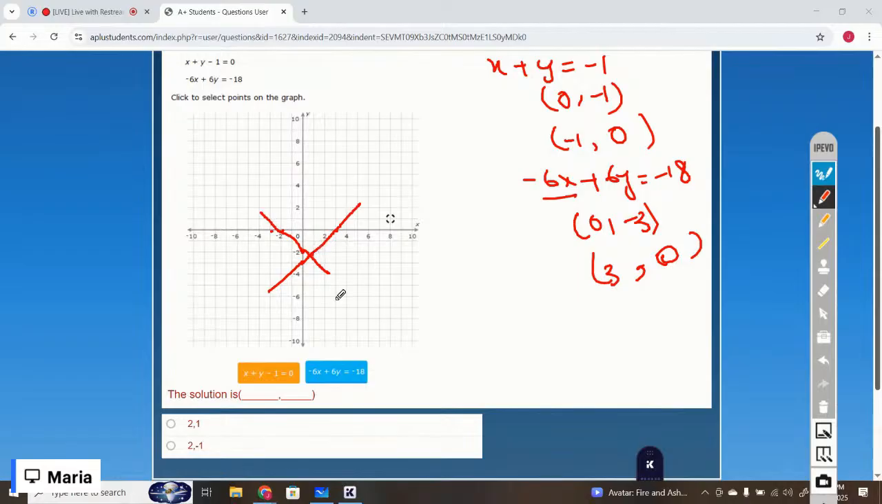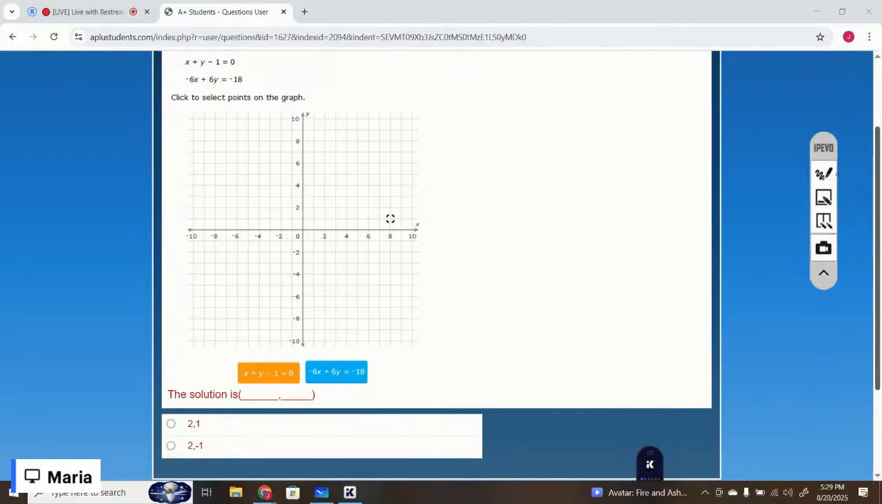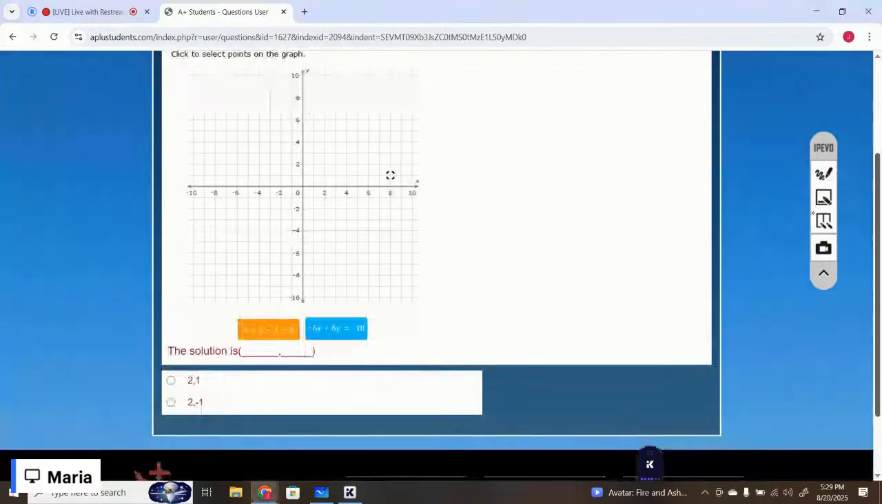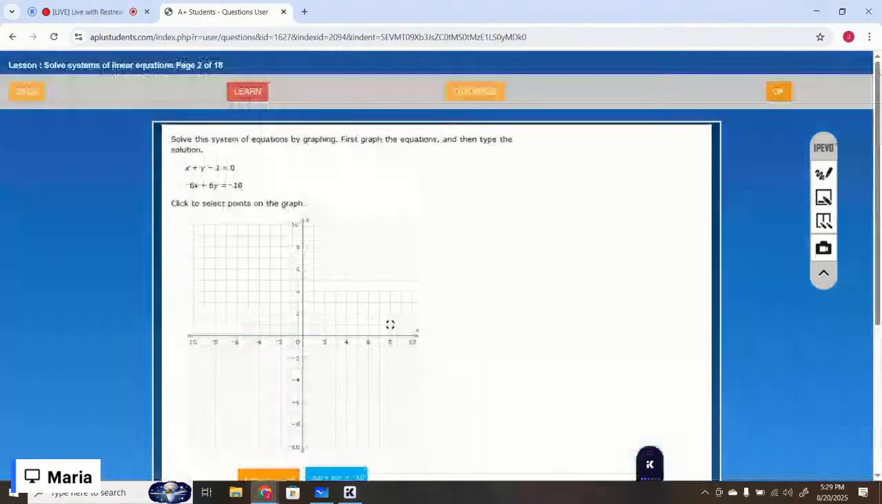It would be (2, negative 1). Option number 2 is the correct option. Because I am doing it by hand, the lines may not be at the correct position, but the point of intersection would be (2, negative 1).